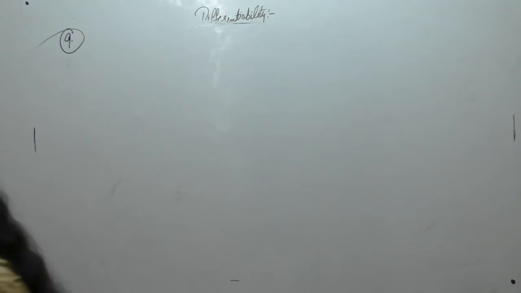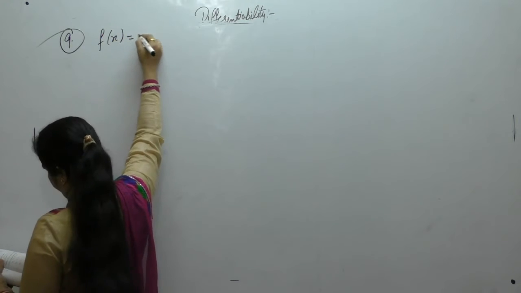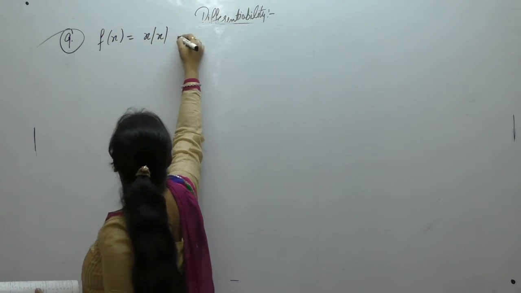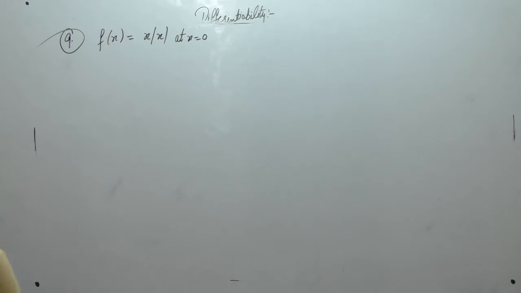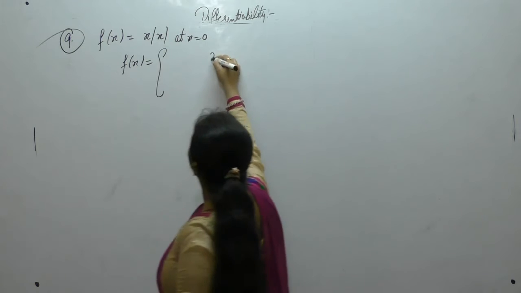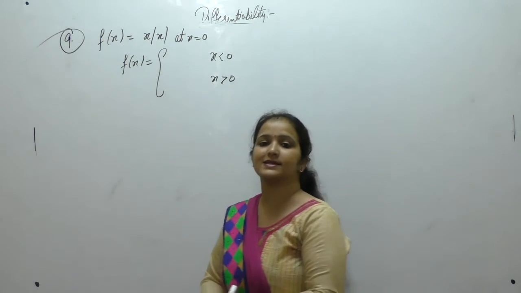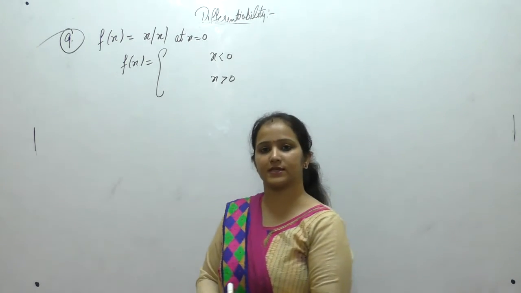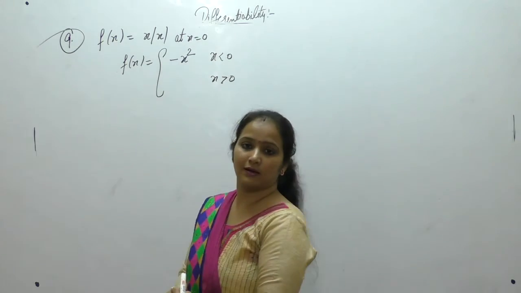Now the next one: discuss the differentiability of the function f of x equals modulus of x at x equals 0. We want to discuss the differentiability at x equals 0. Now write the function as when x is less than 0, and x is greater than 0. When x is less than 0, modulus of x has value minus x. So we can write it as this.